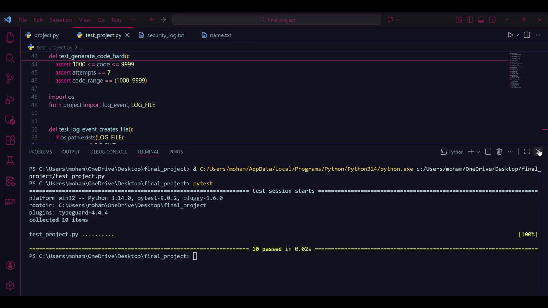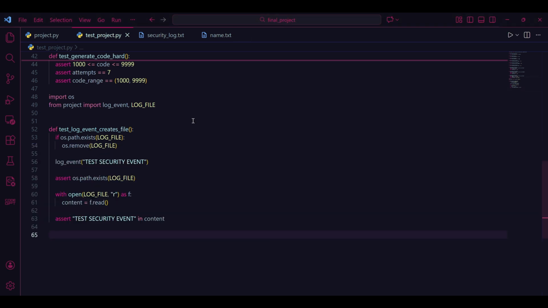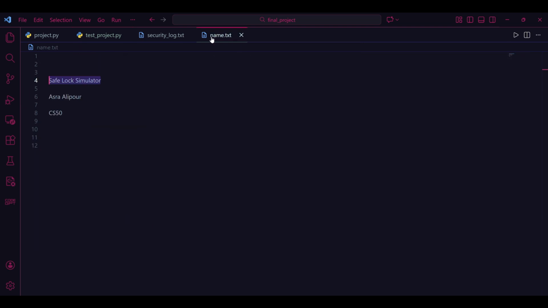Although the program may look simple at first, it demonstrates core security concepts used in real systems, such as attempt limits, lock mechanisms, logging, and controlled feedback. This project focuses on how systems protect themselves, not on guessing the code itself.